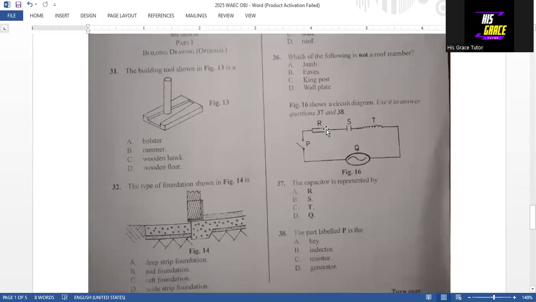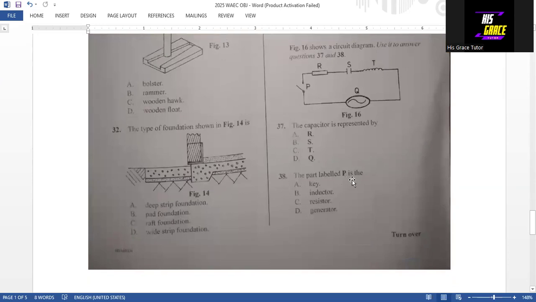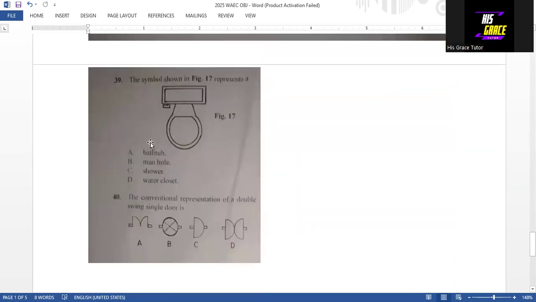Then we have to make use of this diagram to answer questions 37 and 38. 37, the capacitor is represented by S. That's option B, the answer to question 37. 38, the part labeled P is the key. That is option A, the answer to question 38. Then question 39. The symbol shown in figure 17 represents a water closet, option D. And question 40, the conventional representation of a double swing single door is option C.